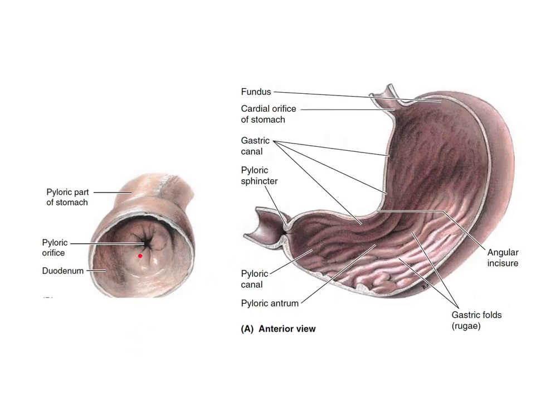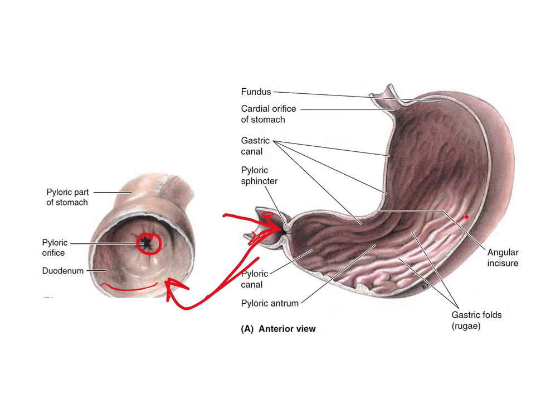So this is a view where you look into the pyloric sphincter from this side. So what you see is here. Look at the pyloric sphincter and pyloric orifice. And this is the duodenum, of course, here.